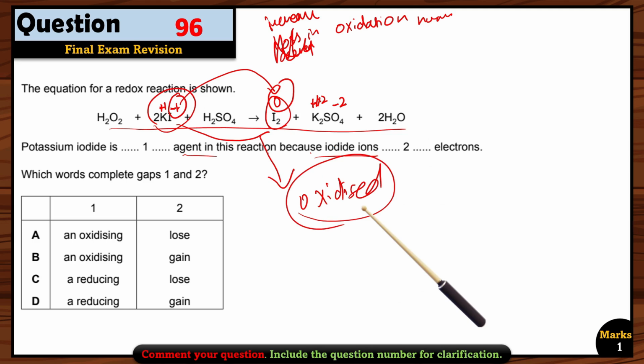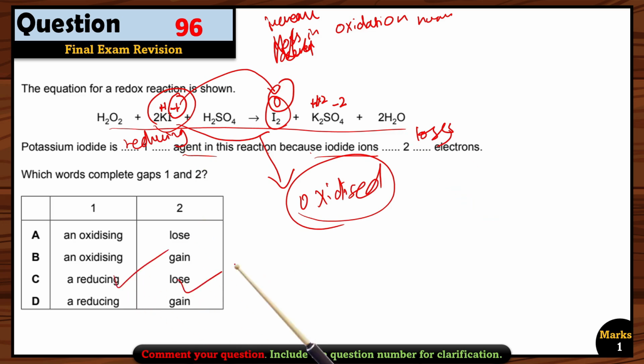So oxidized means it is the loss of electrons. Oxidation means the loss of electrons. So iodide ions will lose electron. Clear? So if iodide ions is oxidized, what does it mean? Which agent is this one? Agent is always the opposite one. So it means potassium iodide is actually a reducing agent because itself it is oxidized. So reducing agent and the loss of electron is the right option. So that is option C.